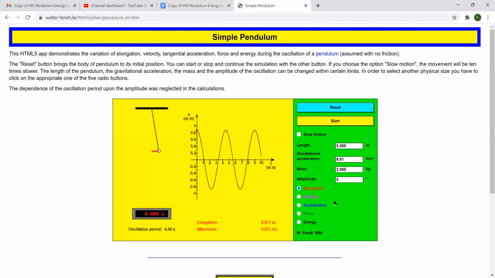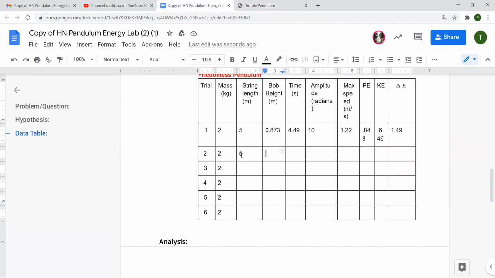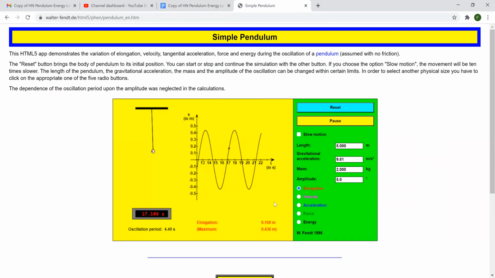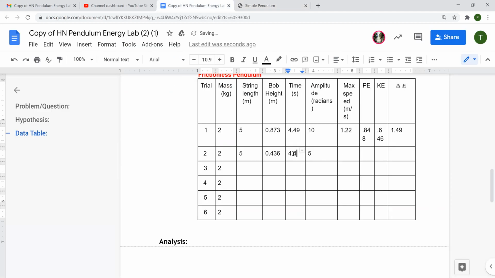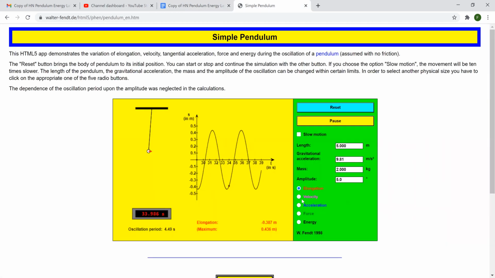Okay, so let's start this again. So you can see the elongation is 0.436. That's less now, and that's because we changed the amplitude to 5. Now the time comes from, oh, there it is. Oscillation period. Yeah, it seems it's 4.49 seconds. Not sure why it's the same, but there's probably a reason for that. We get the speed from the velocity, the max velocity is 0.611.